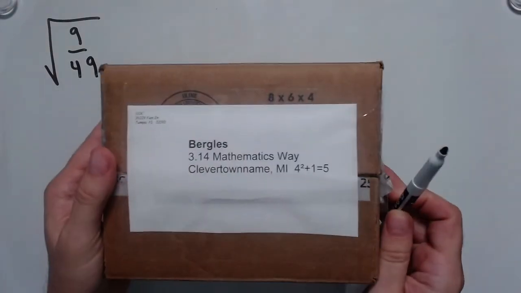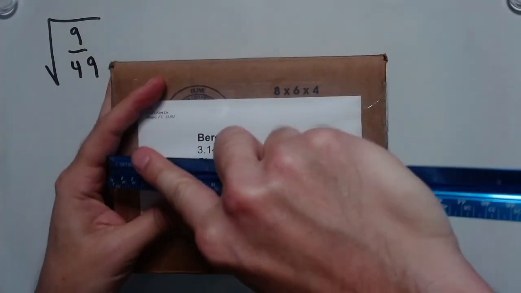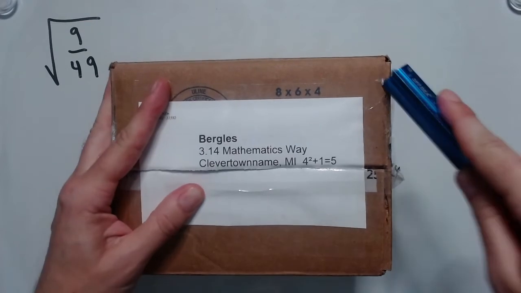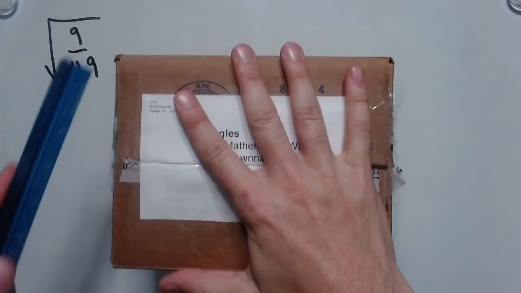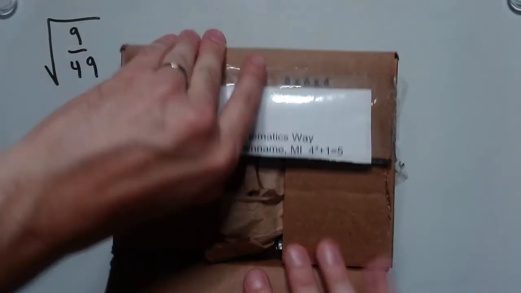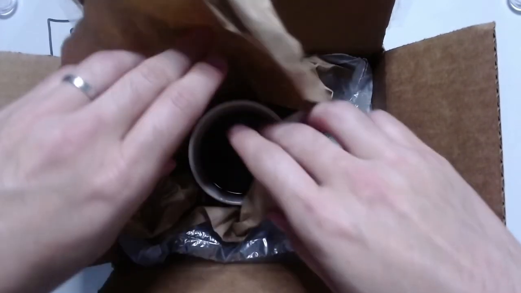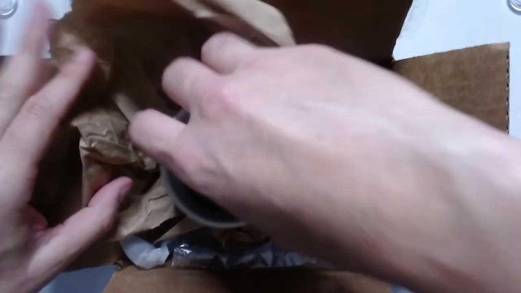I don't remember ordering anything. What is this? I knew this ruler would come in handy eventually. Let's get this open. What do we have here? Oh yeah, it's a cup of coffee I ordered. Cool. Alright.